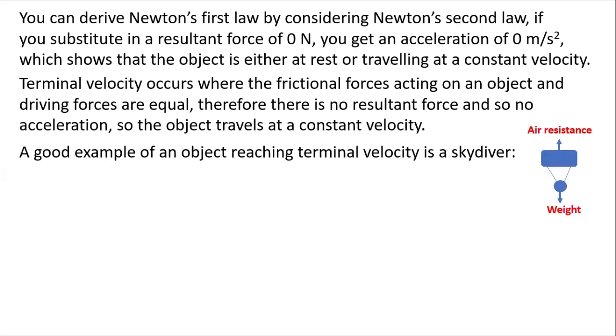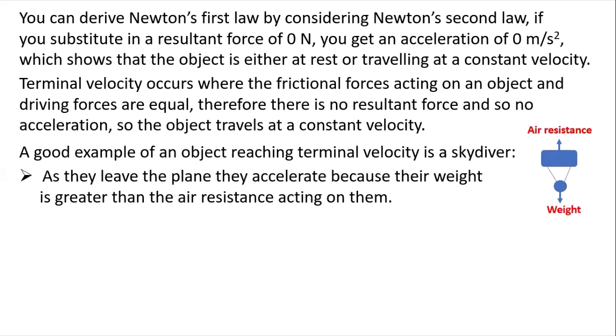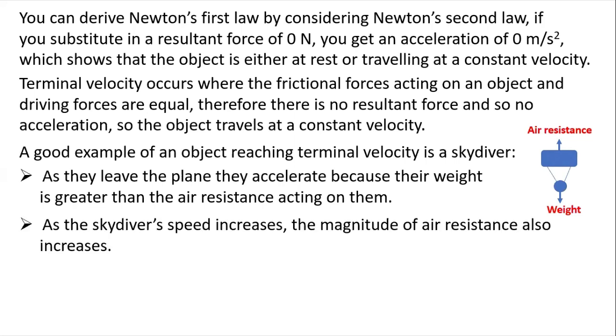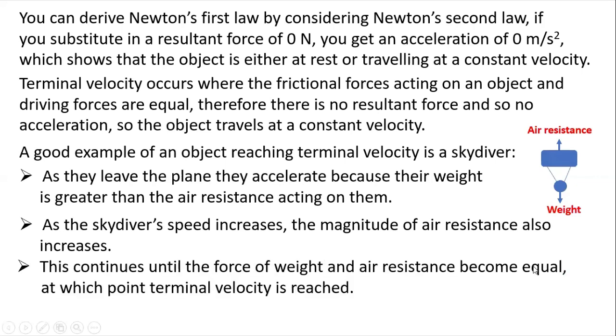You can see here the upward arrow is air resistance and the downward arrow is weight. As they leave the plane, they accelerate because the weight is greater than the air resistance acting on them. As the skydiver's speed increases, the magnitude of air resistance also increases. This continues until the force of weight and air resistance become equal, at which point terminal velocity is reached.